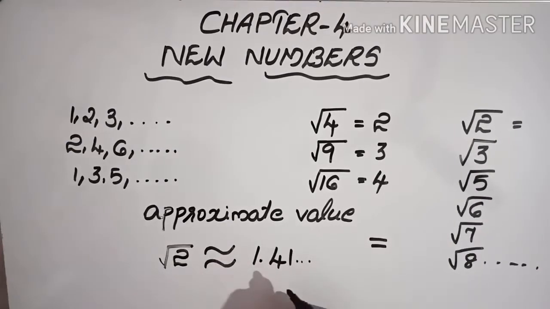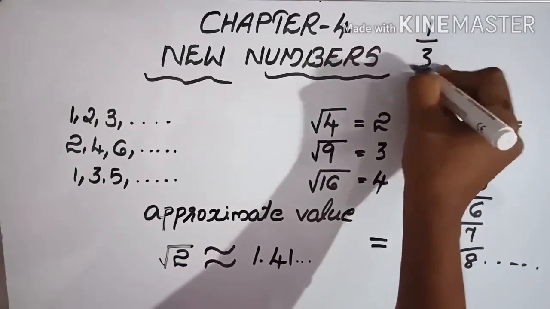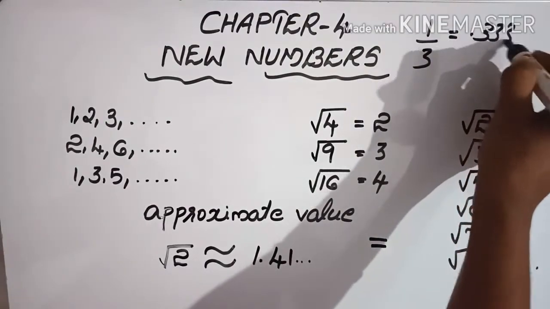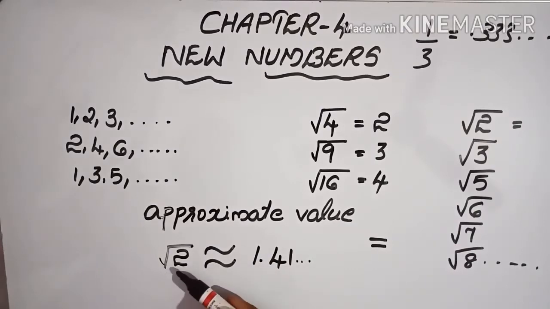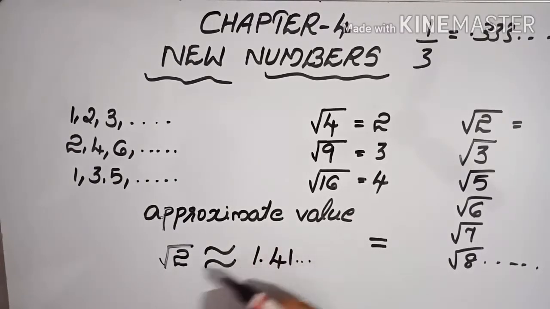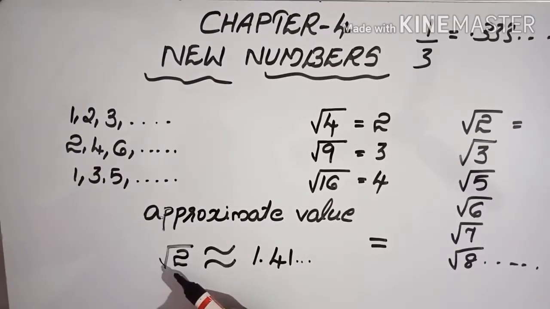Like in the previous chapter, we learned some problems for fractions with no exact value. For example, 1 by 3. What is the answer? 1 by 3 is 0.333, etc., continuing like this. Like that, here also the approximate value of root 2 is 1.41 because it is continuing. We don't know where it will end. So root 2 is approximately equal to 1.41. This you have to learn by heart. Use this symbol because 1.41 is not the exact value.